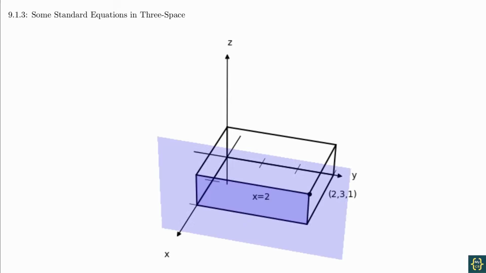From this picture, we can identify the x equals 2 plane as being the plane that contains the front of the box. All the points in that plane have the property that their x-coordinate is 2.